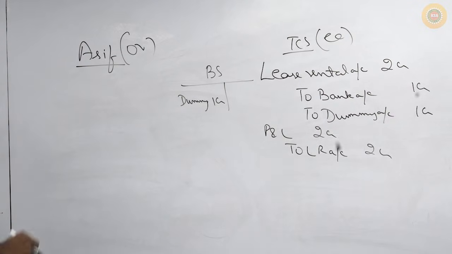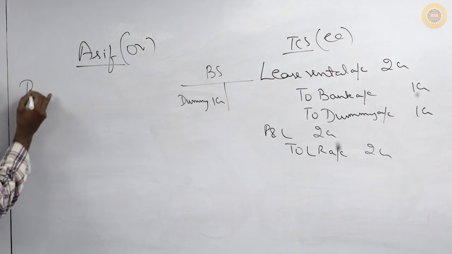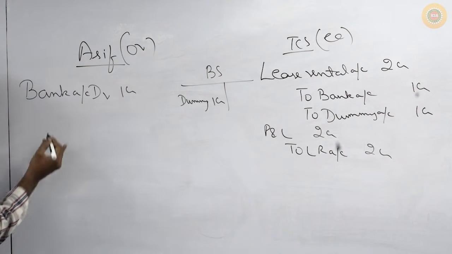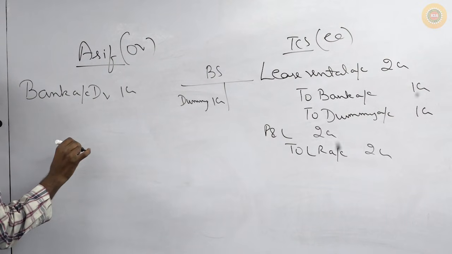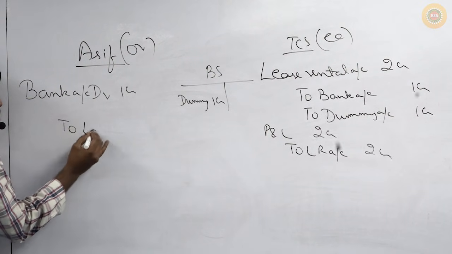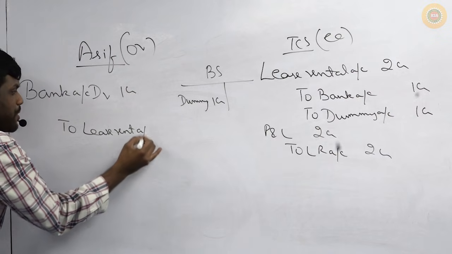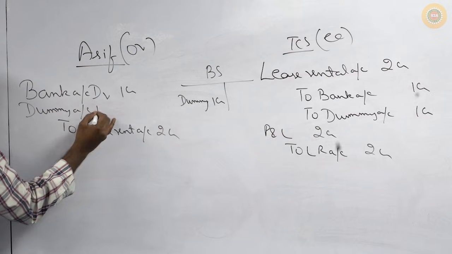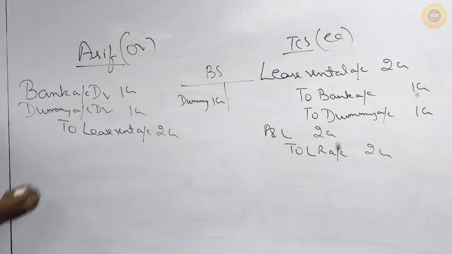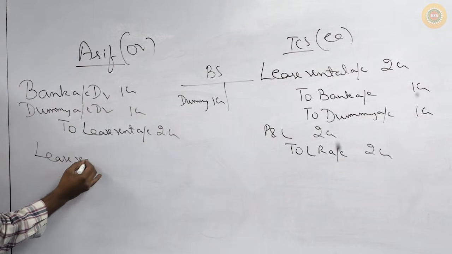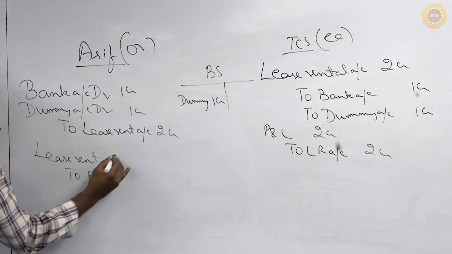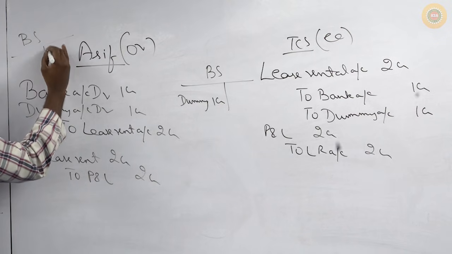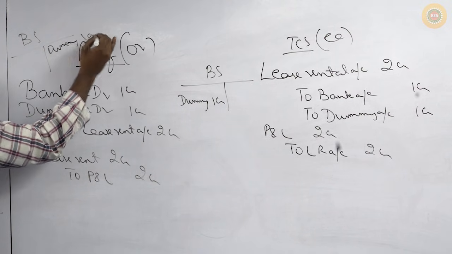Sir, what will be the entry in the books of Asif? Bank account debit. Will Asif receive 1 crore or 2 crores? 1 crore. But how much should his income be? 2 crores. To lease rent 2 crores. Asif dummy account 1 crore. Then this lease rent will go to P&L. Lease rent to P&L 2 crores, 2 crores. Sir, what about this dummy account? Balance sheet, asset side, dummy 1 crore.